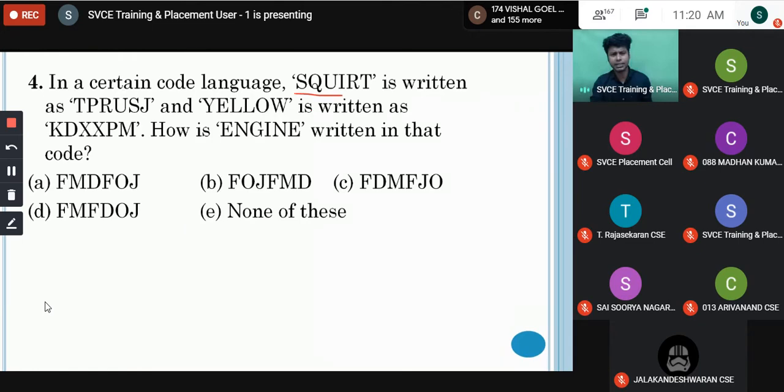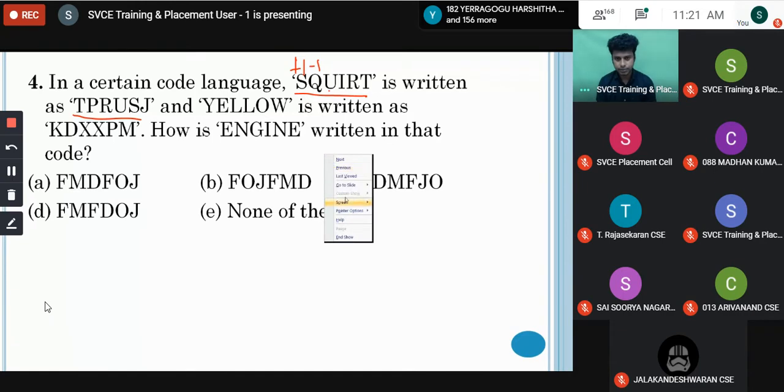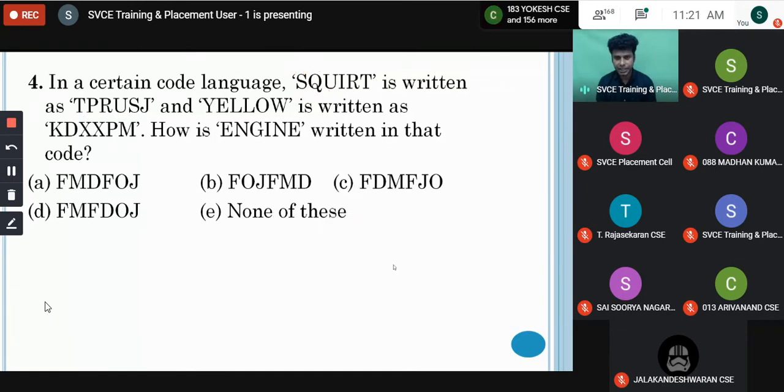The word squat is written as TPRUSJ. What is the logic behind this? Again, here they have added one succeeding letter, +1. Okay, but what happens here? Here we have U, but here we have R. So this logic is not working. Am I right? What is the logic here? Try to find out.